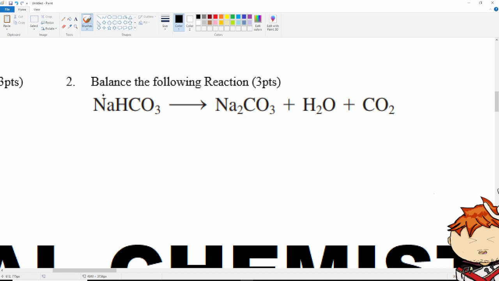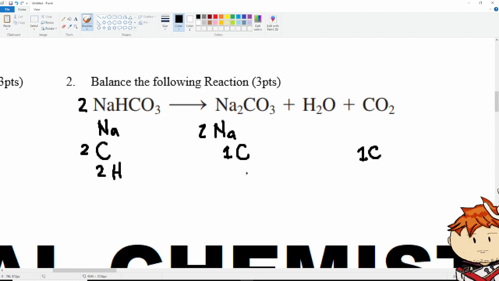So when it comes to balancing, let's do the uncommon metal first. There's 1 here, 2 here. So I'm gonna make it 2 here. Then carbon. If there's 2 carbon here and 2 carbon here, there's 1 carbon here and 1 carbon here. That's good balance. Then next is hydrogen. There's 2 hydrogen here. There's 2 hydrogen here. That seems good. Alright, for oxygen, there's 6.